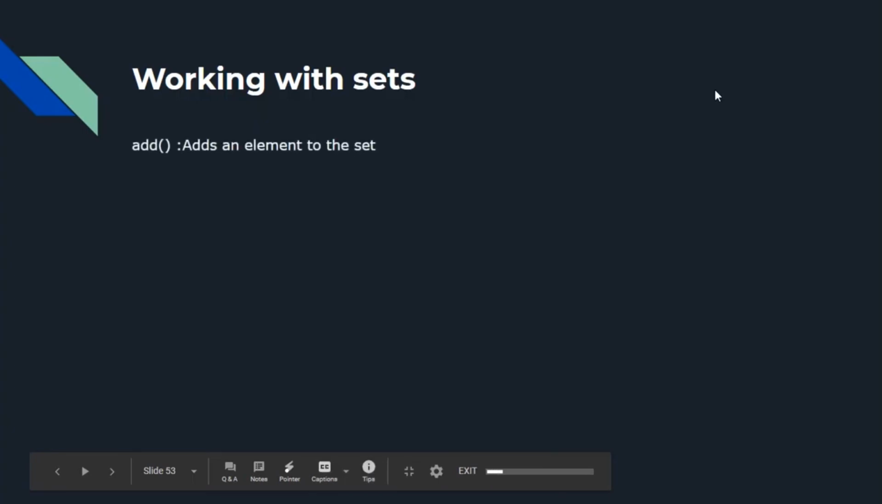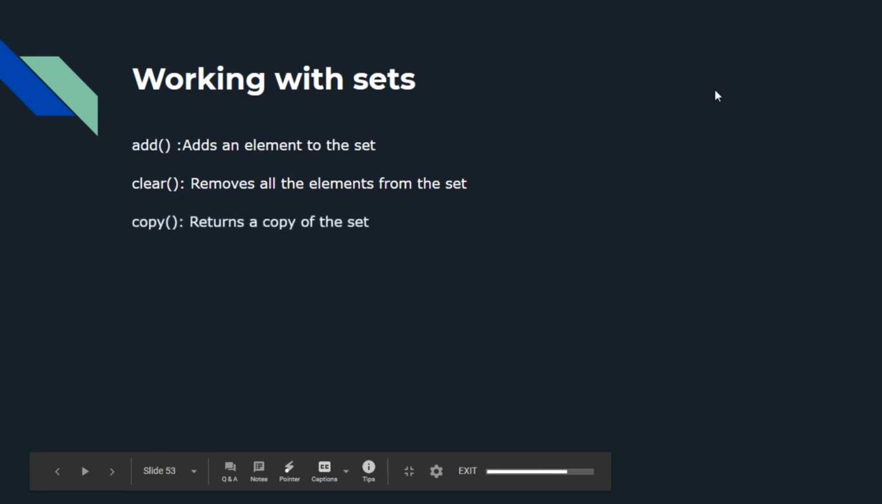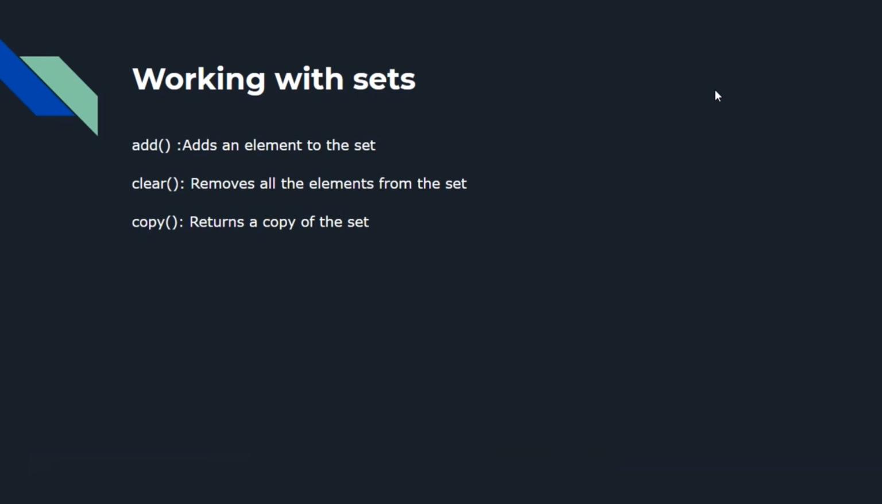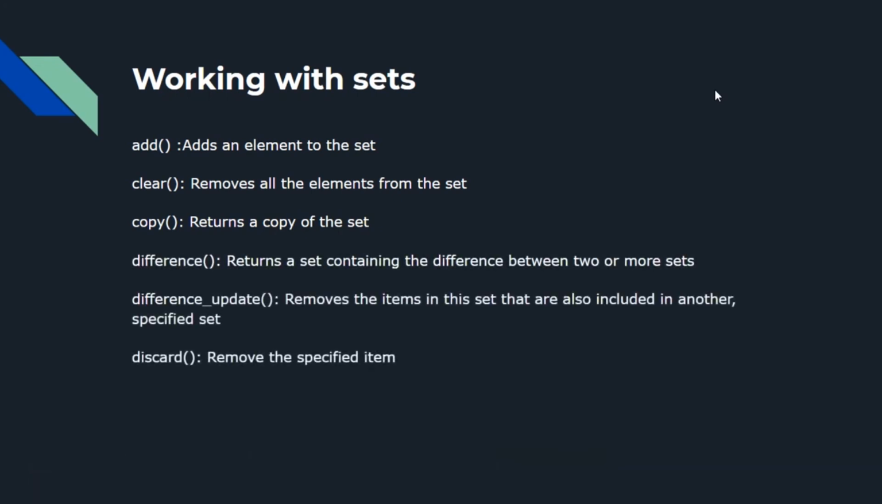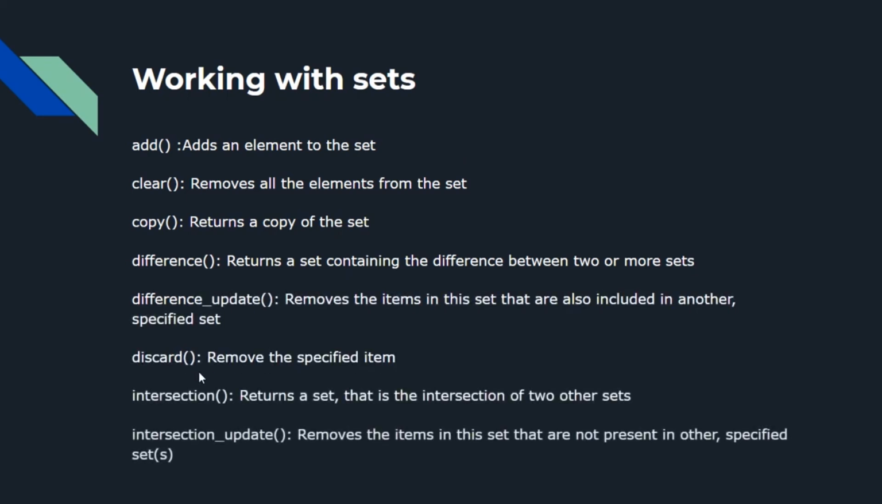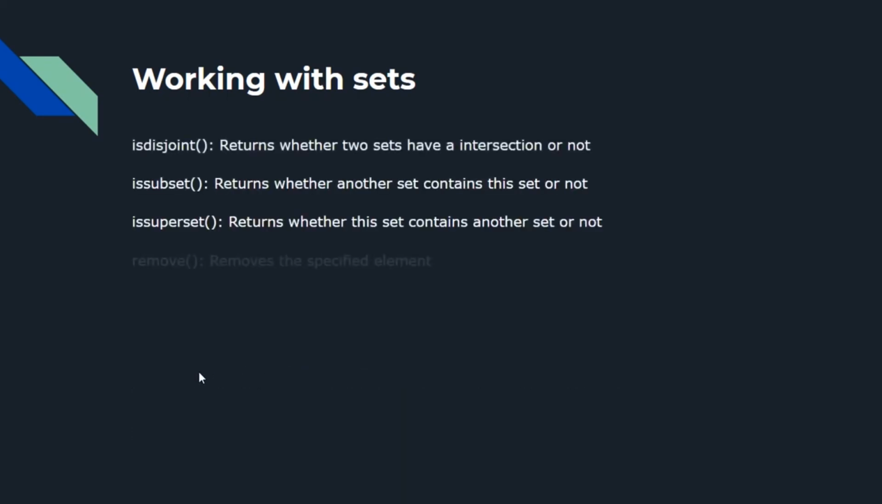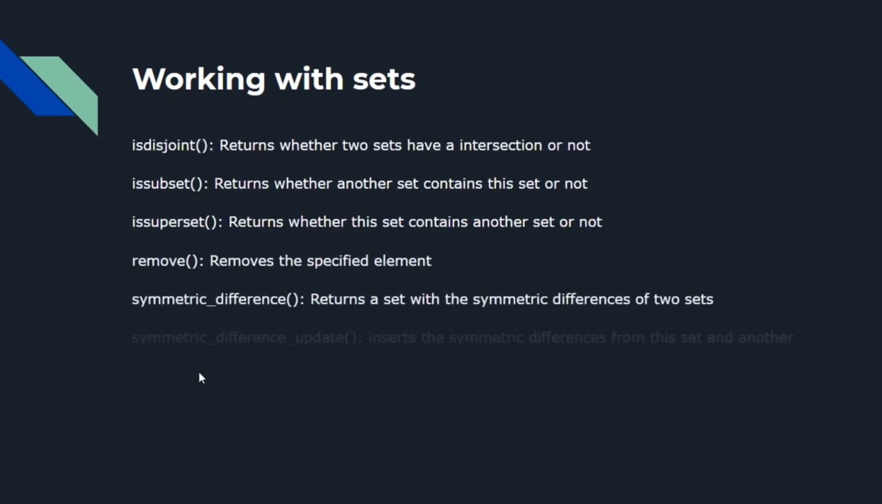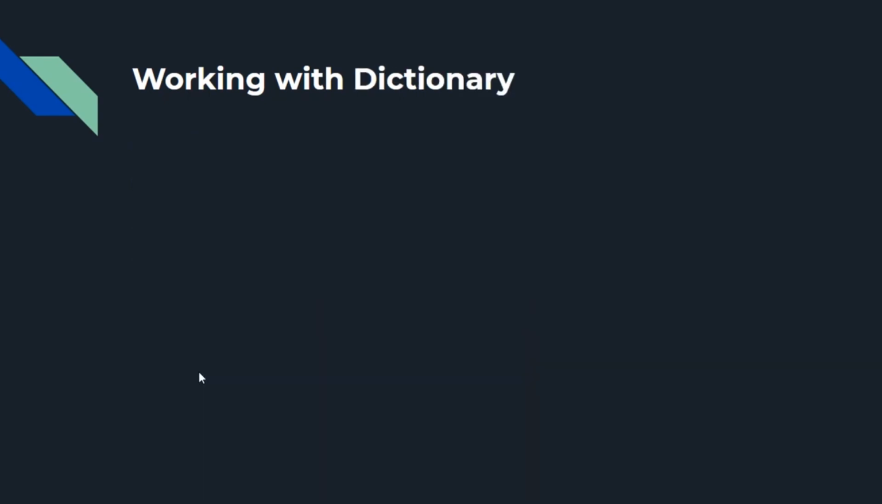So the first method that I have already introduced you is clear. If you want to remove all the elements from the set, you can use clear. Then we have copy. If you want to get a copy of all the elements from the set, you can use copy. Then difference update and discard. If you want to remove any element from the set, you can use the discard method. These are some methods you can try on your own. I have already introduced most of these.